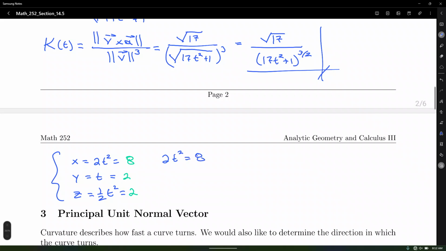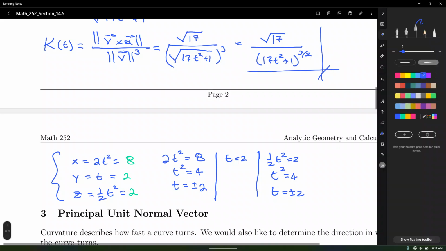So 2t squared equals 8, so t squared equals 4 and t equals plus or minus 2. Then y equals t equals 2, it's just t equals 2. And lastly, 1/2 t squared equals 2, so multiply both sides by 2 to get t squared equals 4, and t equals plus or minus 2. So in this case, we will take the value of t that repeats for the 3 of them.